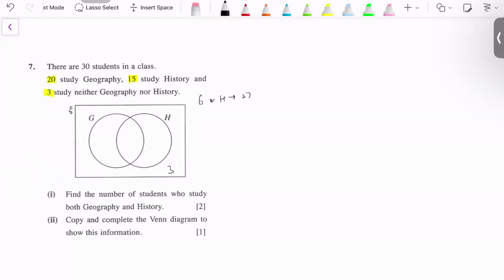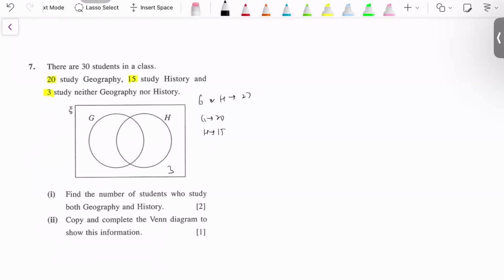But in this case, there are 20 who study geography and 15 who study history. If we add up both geography and history, based on the numbers themselves, it will give us 35, which is more than 27. So in those calculations, there are some who took both. So how do we find out how many students took both? It is this.